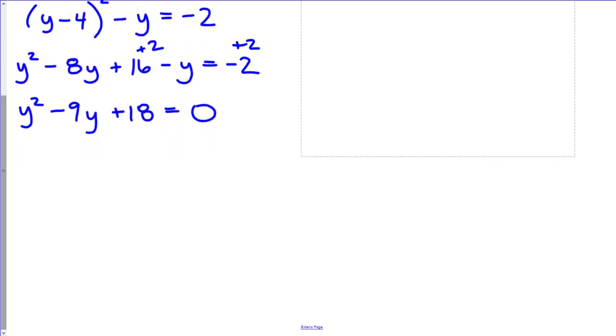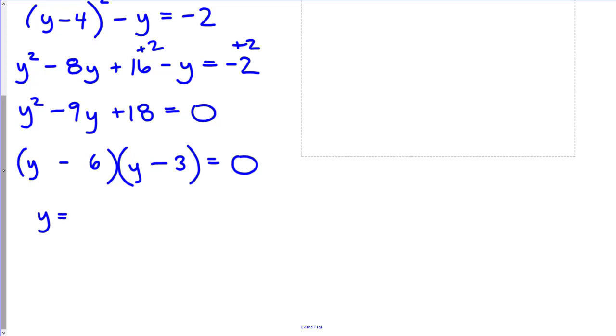Now I have a polynomial that I can factor. So I'll set up two factors that are equal to 0. y and y multiply to y squared. And for 18, I could either use 9 and 2 or 6 and 3. But since I need to get things to add up to 9, I think I'll go with 6 and 3 and check that first. So 6 and 3 would multiply to positive 18 if they were both negative, and they would add to negative 9. So those are correct, which means I have the coordinate of one solution, its y value is 6, and the coordinate of the other solution, its y value is 3.